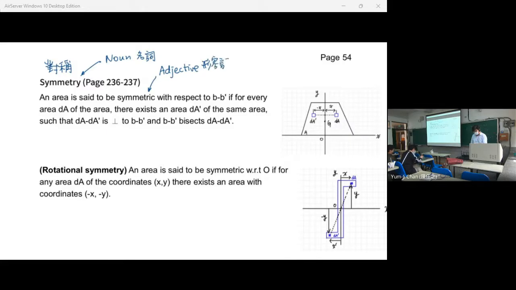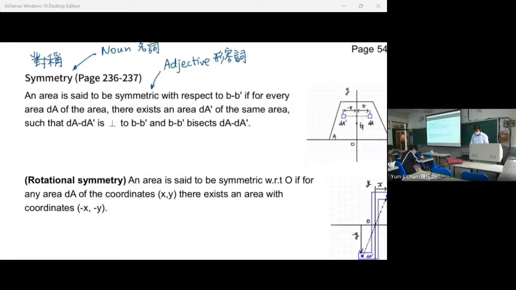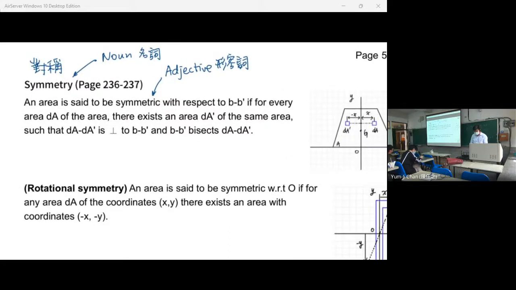And symmetry, the problem is in English that the noun is called symmetry. The accent is here, and for adjective it is called symmetric. The accent is at the M here, and for noun the accent is here, symmetry. And for adjective it is symmetric.